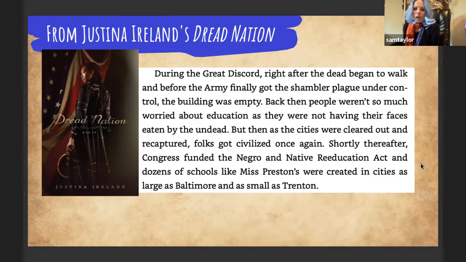During the Great Discord, right after the dead began to walk and before the army finally got the Shambler Plague under control, the building was empty.